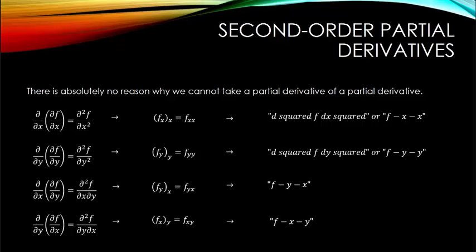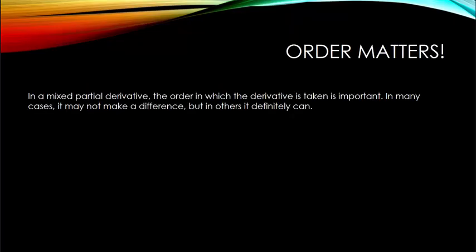These last two are examples of what we call mixed partial derivatives. I'm taking a derivative with respect to both of my variables in different orders. And order does matter. In a mixed partial derivative, the order in which the derivative is taken can be very important. In most cases, it may not make any difference at all, but in others, it definitely will.